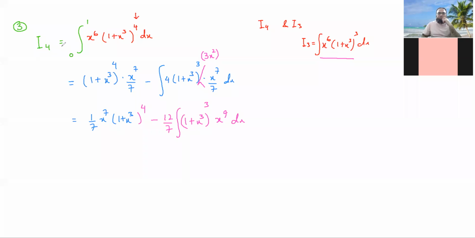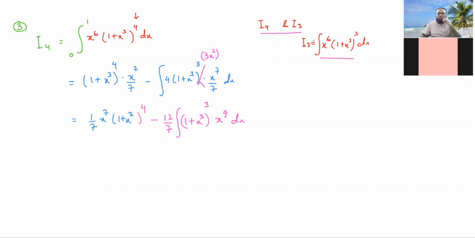Okay, this was the question here. And this is x to the power 6, all of this. This is I4. We want to have a relation between I4 and I3. And I have just written down here, what do we mean by I3? Here is a power 4, so this is I4.